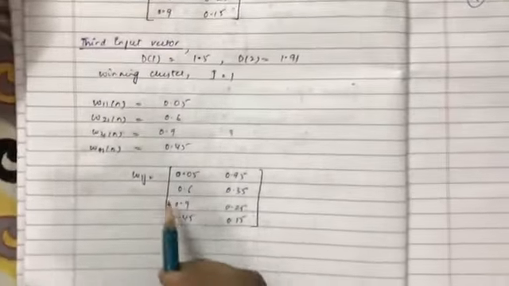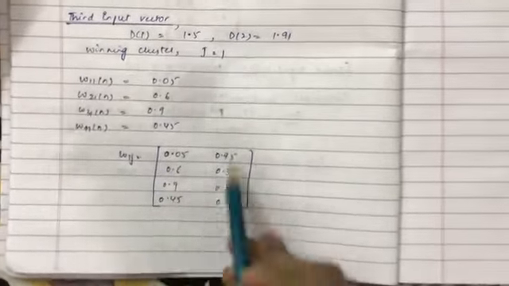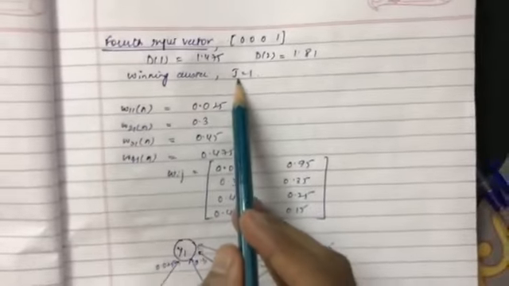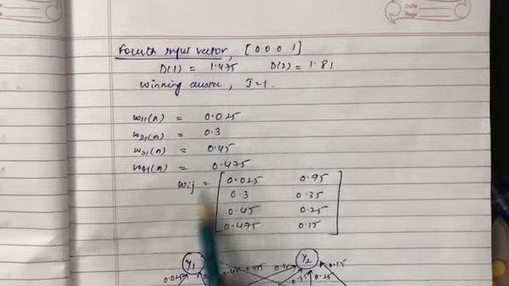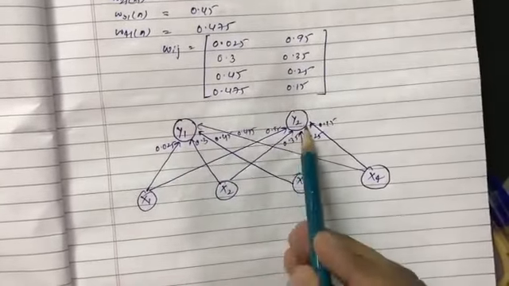For the third input vector, we'll get the updated weight matrix like this, and all the values are presented here. Now for the fourth input vector, we'll get the values like this. Here the winning cluster is the first cluster. So this is the updated weight matrix, and the final architecture will be like this between y1 and y2 and x1, x2, x3, x4.